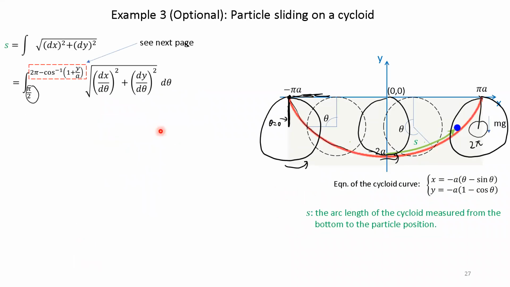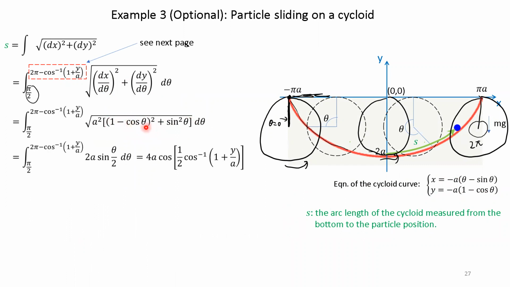Okay, so let's deal with this dx d theta and this dy d theta. That would be straightforward because x is a function of theta and y is a function of theta. Just take the derivative and plug it back over here. So then this is what I have. You can see that some simplification can be done because I have this cosine square theta and sine square theta. Just expand it and do the simplification. You find that this whole thing is just 2a sine theta divided by 2.